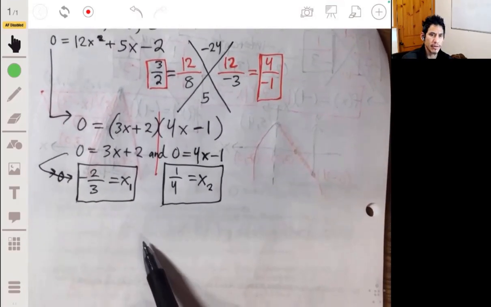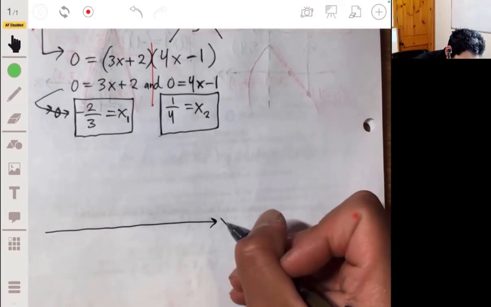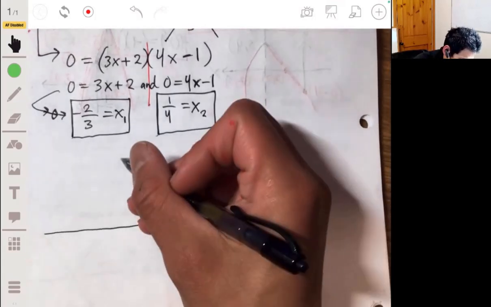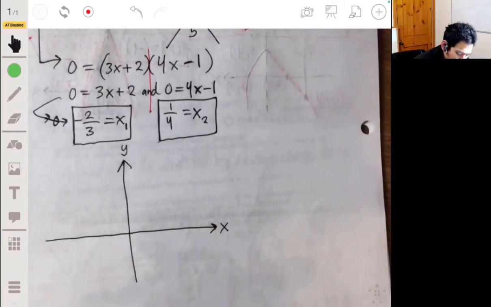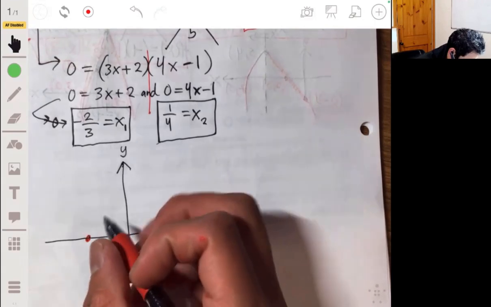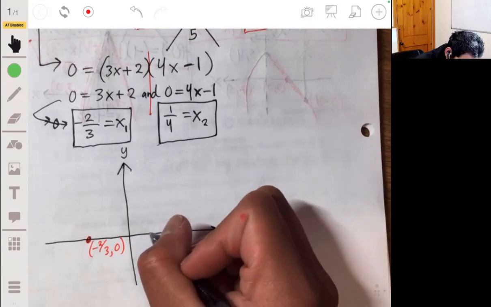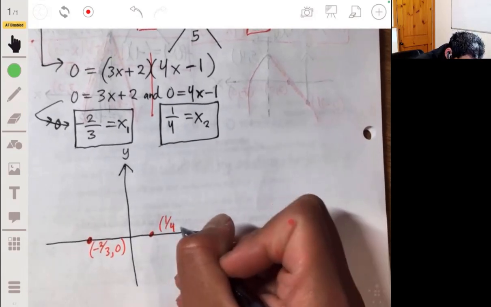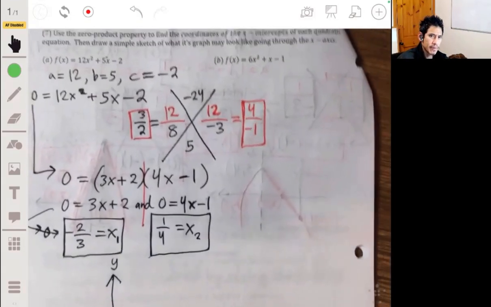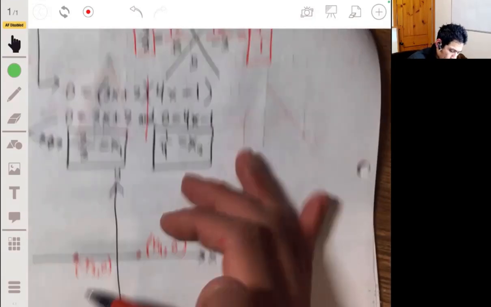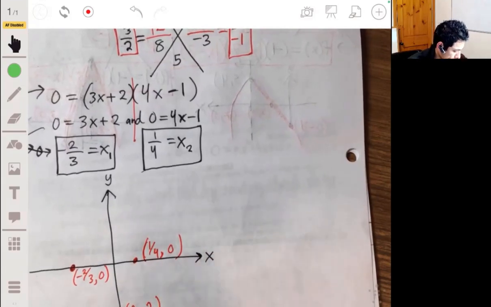So then we just make our parabola going through these values on the x-axis. Got a lot of space down here, a lot of real estate to work with. X and the y-axis over here. Negative 2/3. Don't be thrown off by it being a fraction. It's still a number. Negative 2/3 comma 0. 1/4 comma 0. Y-intercept negative 2. Let's just say it's over here. 0, negative 2. Yep.